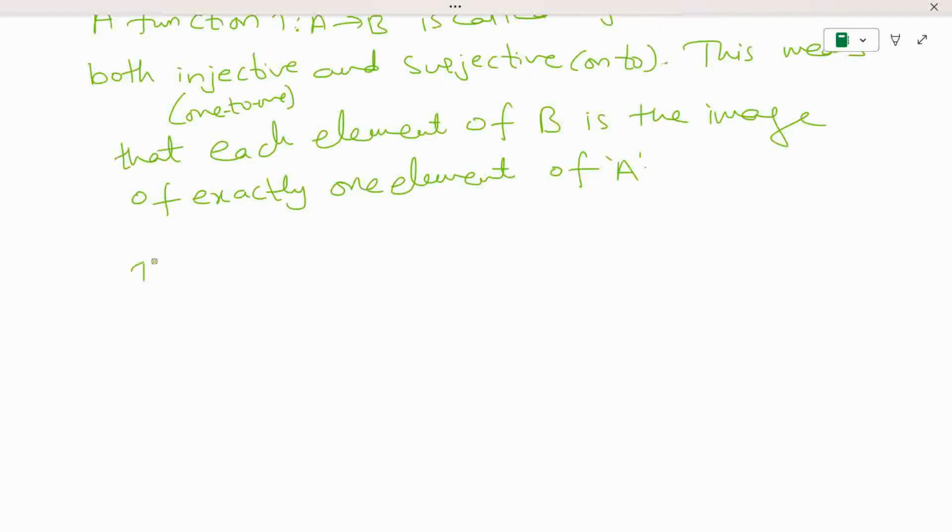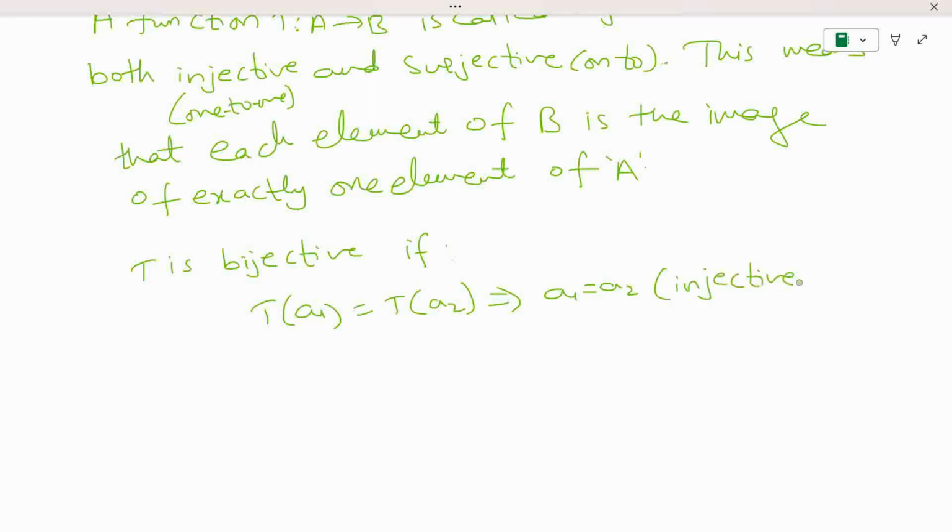T is bijective if T of A1 equal to T of A2 implies A1 equal to A2. This is the condition of injective. And it also has to be surjective.